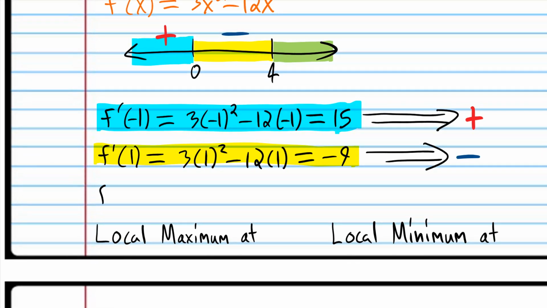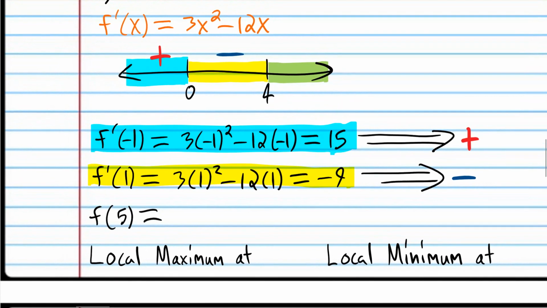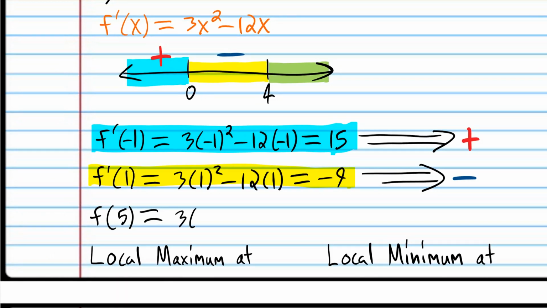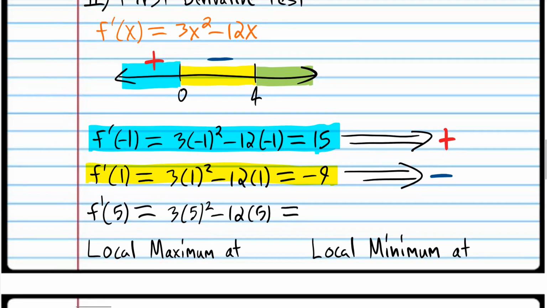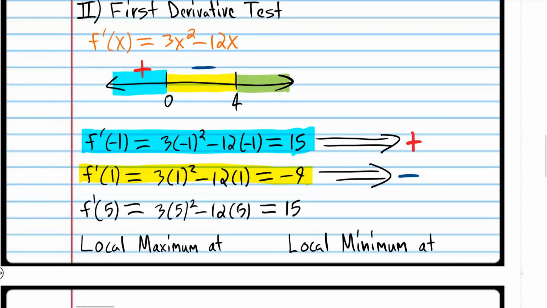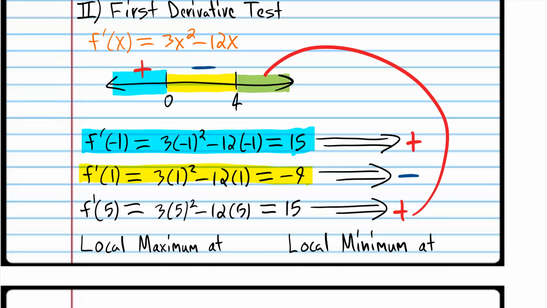Okay, and then I'm going to test the green region by plugging in 5. Why am I plugging in 5? Well, because 5 is in this region here. So we have 3 times, and I got to make sure to write my prime symbol, 3 times 5 squared minus 12 times 5, and that is 15. So 15 is a positive number, so I'm going to go up here and write a positive symbol.